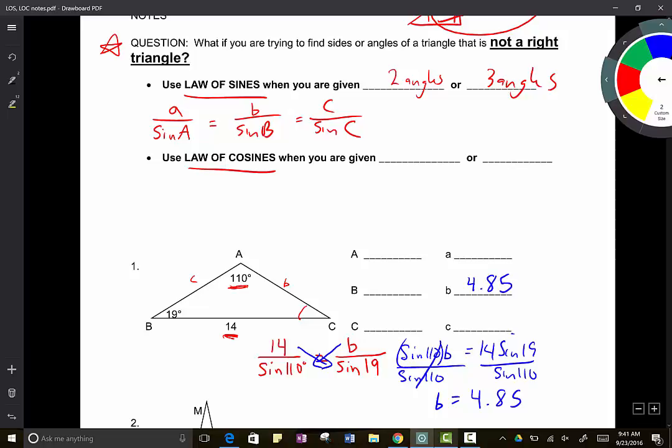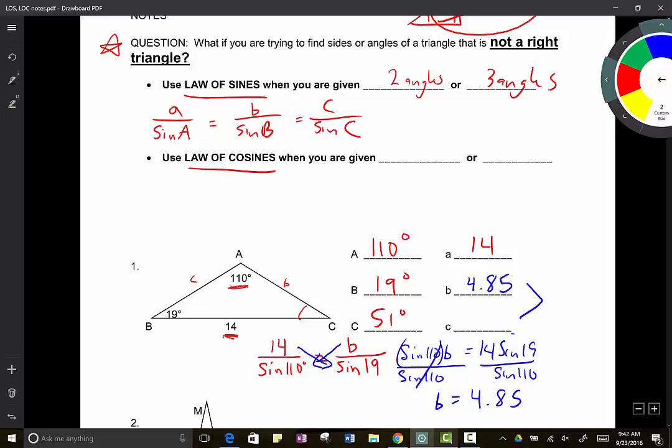We knew when we started that capital A was 110. We knew that B was 19. And if we do 180 for a whole triangle, minus 110 minus 19, we know that this last angle is 51. We also knew that side A was 14. So literally all we had to find was side B and C. We just used law of sines to find B. And now we have to use law of sines again to find C.